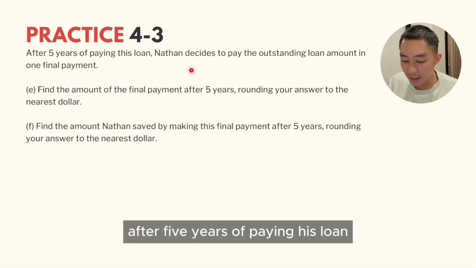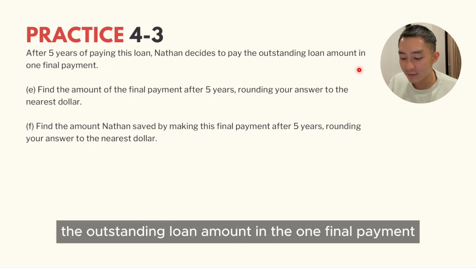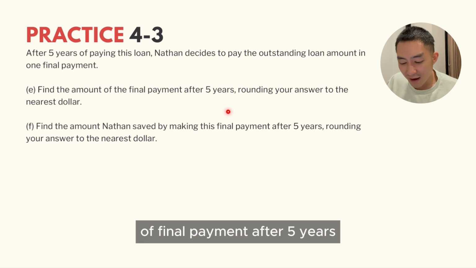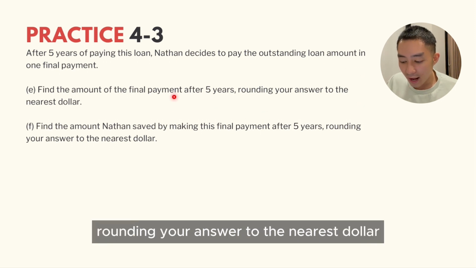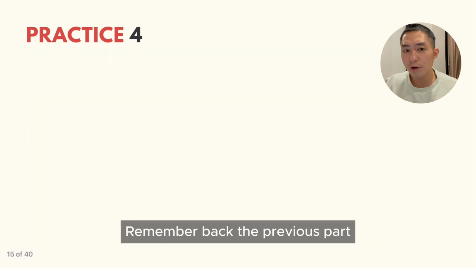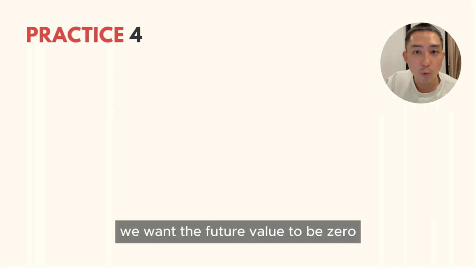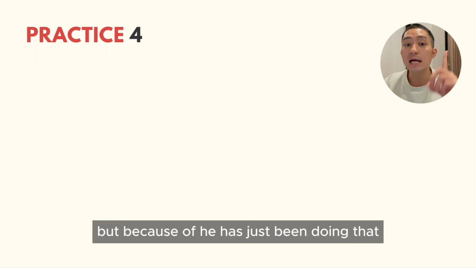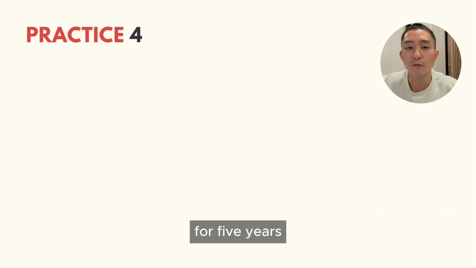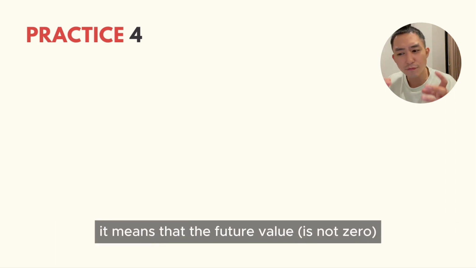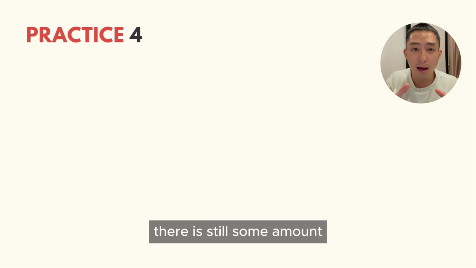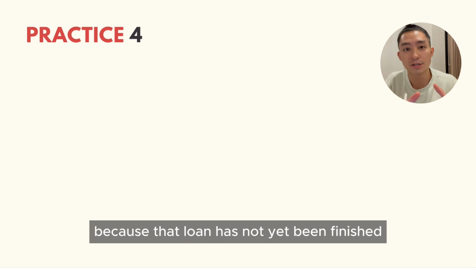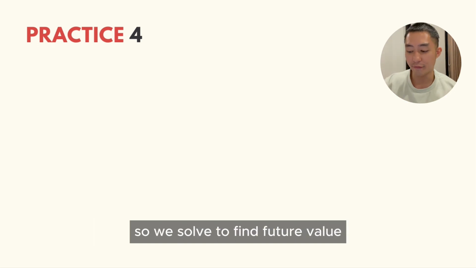After 5 years of paying his loan, he decided to pay the outstanding loan amount in one final payment. So we need to find the amount of the final payment after 5 years, rounding your answer to the nearest dollar. If we remember the previous part, we wanted the future value to be 0, but because he has just been paying for 5 years, it means that there is still some amount in the future value because the loan has not yet been finished. So we solve to find the future value.